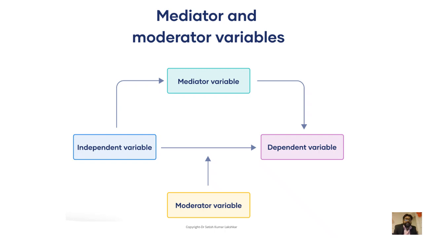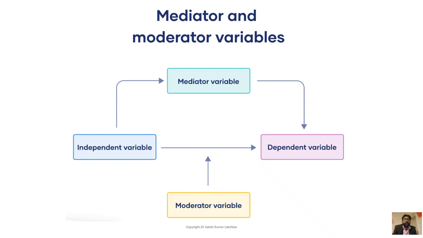Now let's talk about mediating variable and moderating variable. As of now, we are focusing our discussion on independent variable, type of independent variable, and its impact on dependent variable. But there is a role of mediator and moderator also. A mediator affects the relationship of independent and dependent variable. So independent variable leads to the mediator, mediator leads to the dependent variable. Whereas a moderator may create an impact on the relationship between independent and dependent variable.